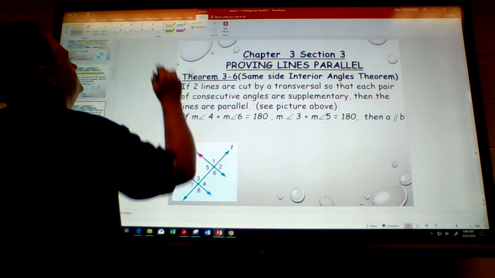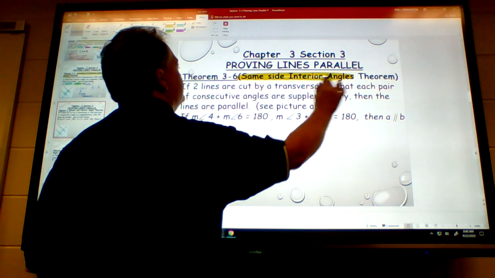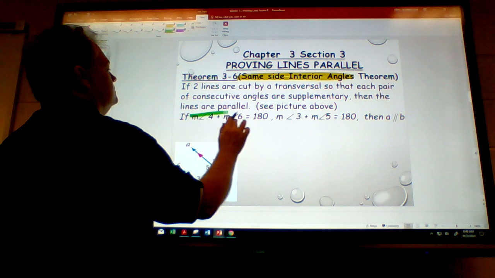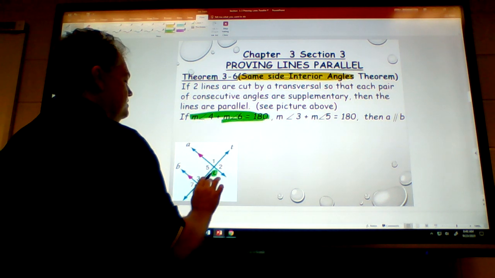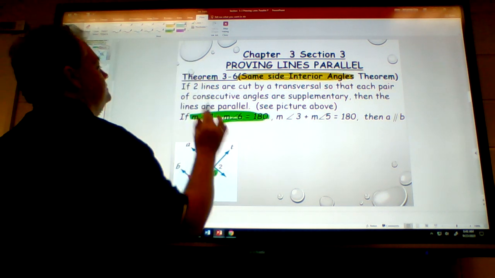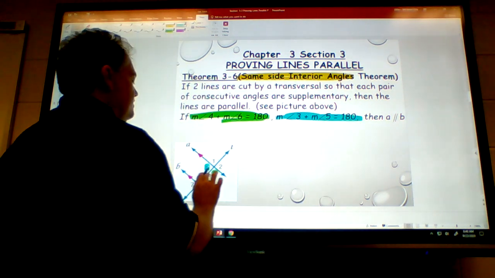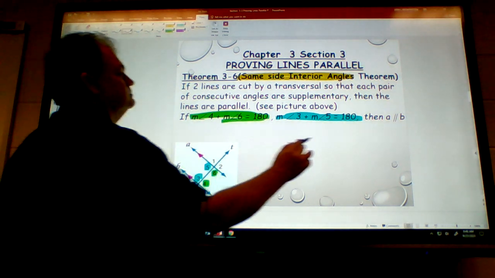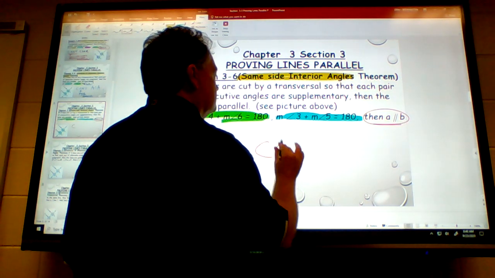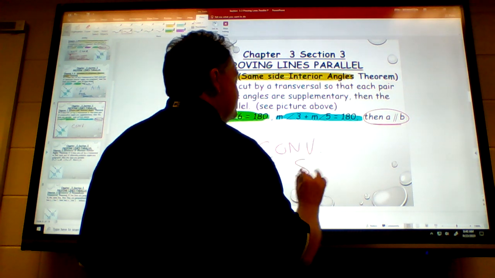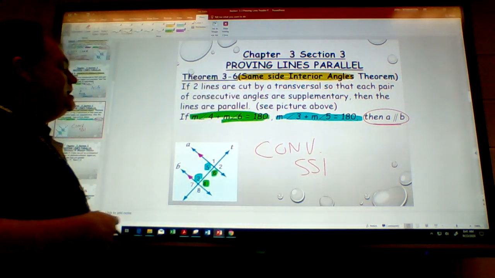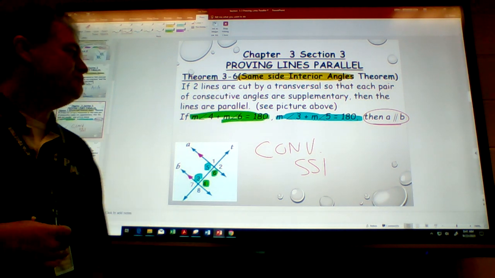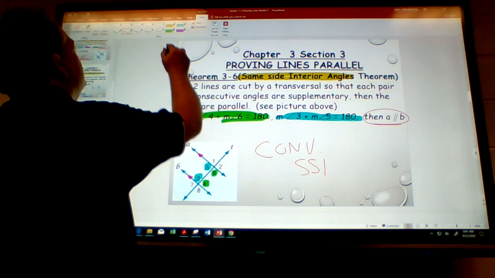Theorem 3.6. Same side interior angles. If angle 4 and angle 6 are supplementary, or if angle 3 and angle 5 have supplementary measures, then the lines are parallel. Converse of same side interior angles. If you could prove that the measure of two same side interior angles are supplementary, then you could prove that line A is parallel to line B.